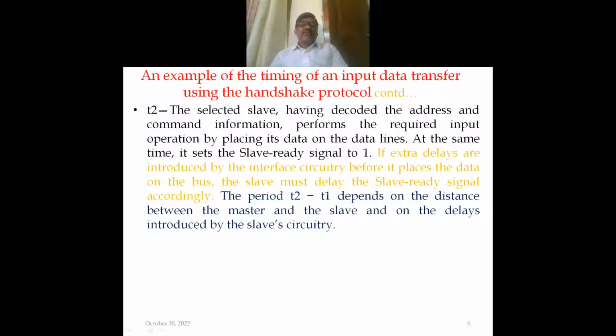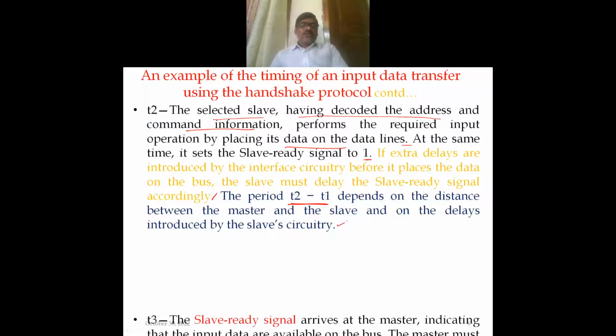During time T2, the selected slave, having decoded the address and command information, performs the required input operation by placing its data on the data lines. At the same time, it sets the slave ready signal to 1. If extra delays are introduced by the interface circuitry before it places the data on the bus, the slave must delay the slave ready signal accordingly. So the period T2 minus T1 depends on the distance between the master and the slave and on the delays introduced by the slave circuitry.